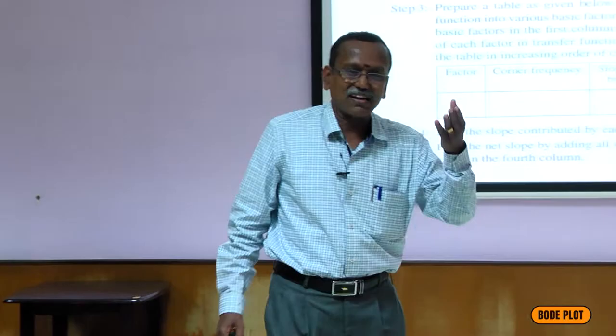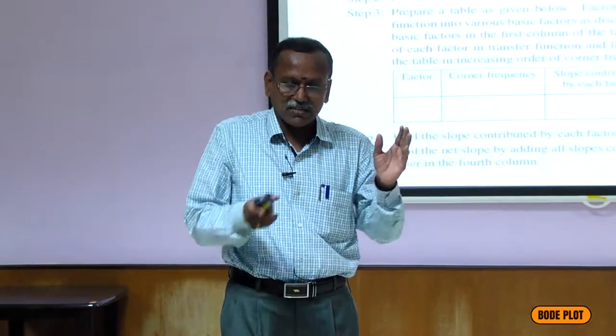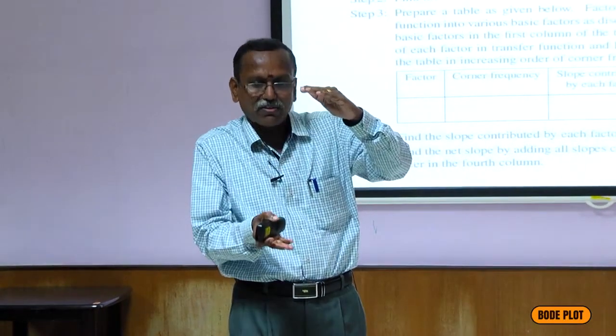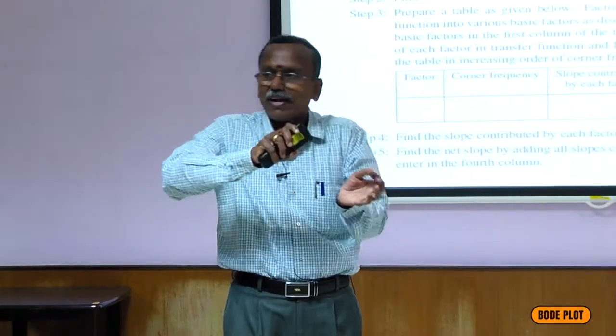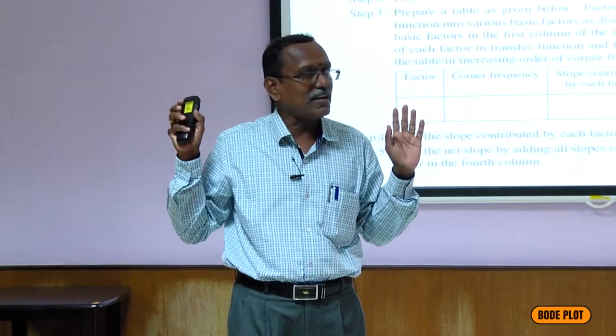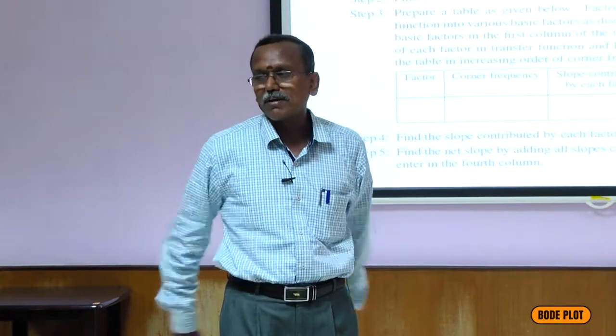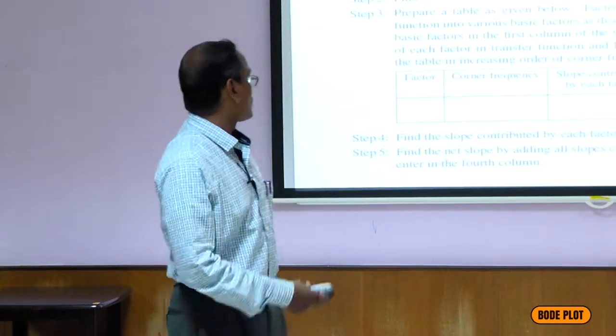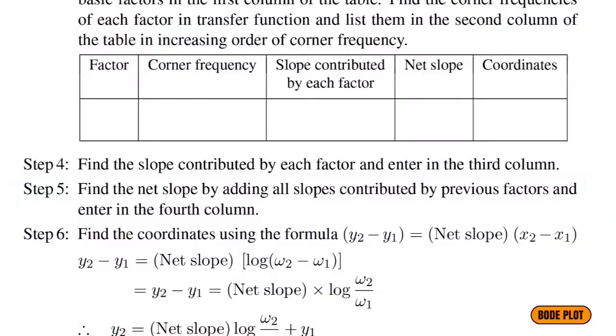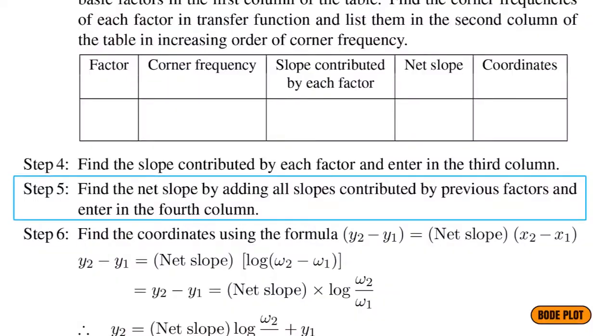Here, for a first order factor or 1 by s we need not bother, because we are writing in ascending order of corner frequency, so we are considering only after the corner frequency. So automatically minus 20 dB per decade for a denominator factor, and for a numerator factor automatically plus 20 dB in the case of first order. Then the next point is to find the net slope by adding all slopes. Each factor contributes some slope. It will be added here, and you will get a net slope. Next.